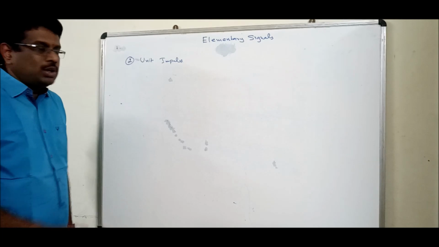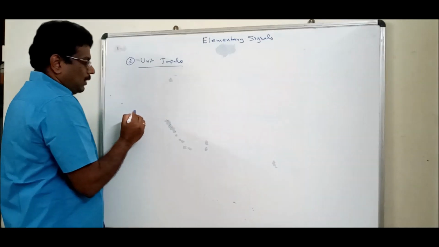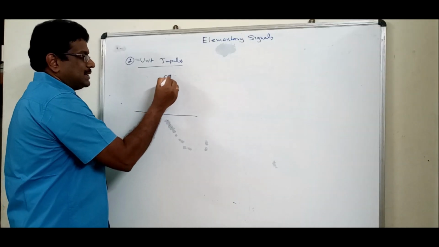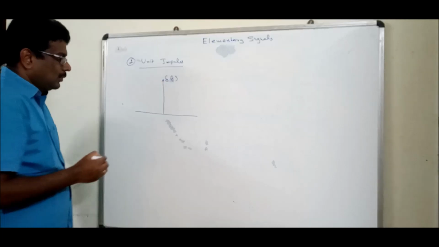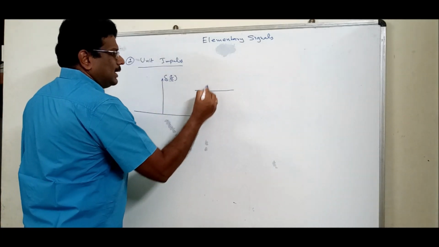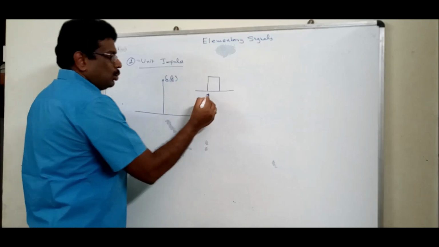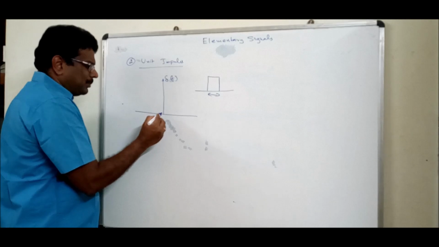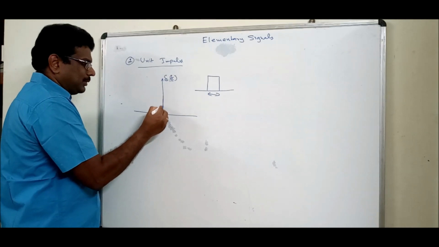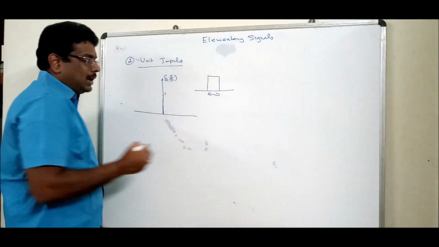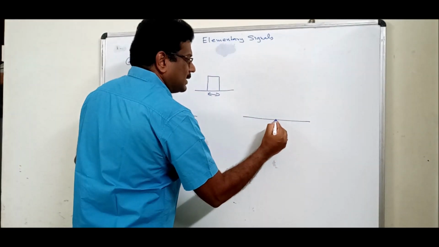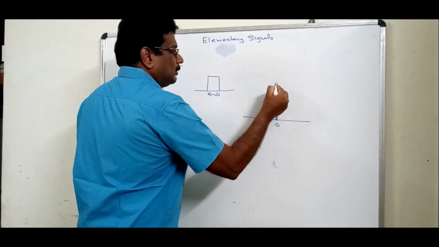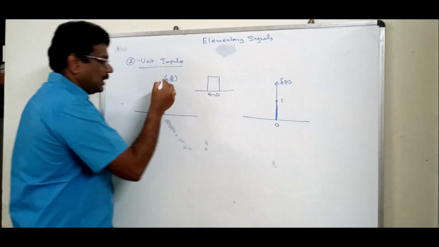Next is unit impulse. What is unit impulse? In fact, it is a pulse signal whose symbol is del of t. We say it is a pulse whose width is small. If the width becomes very minimum, then it becomes an impulse. The same we have in discrete also. At 0 it is 1. This is del of n, and this is del of t.